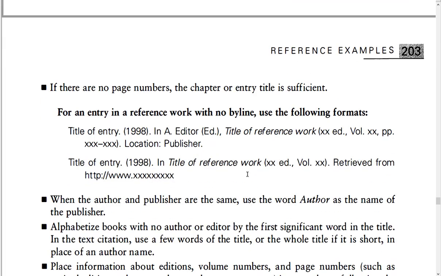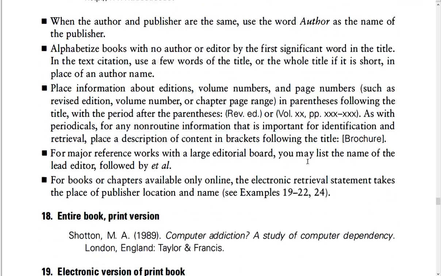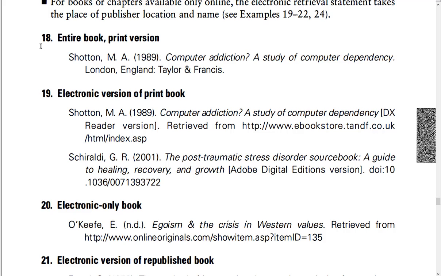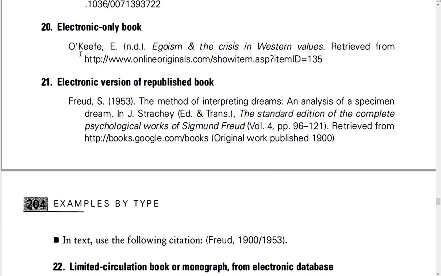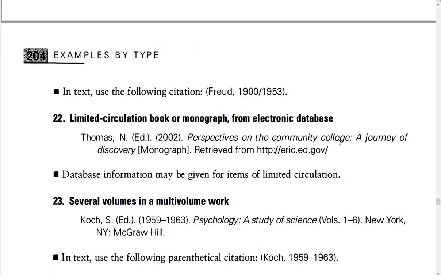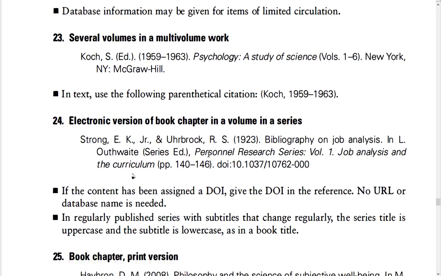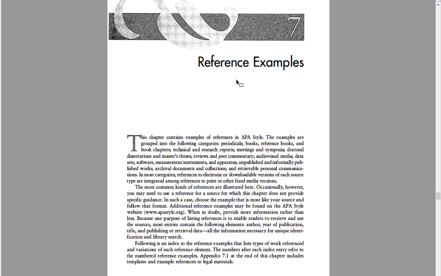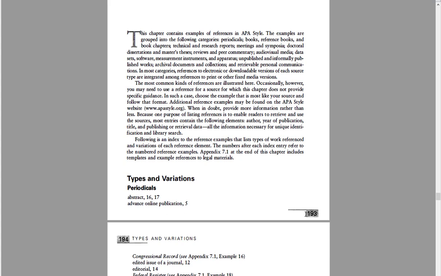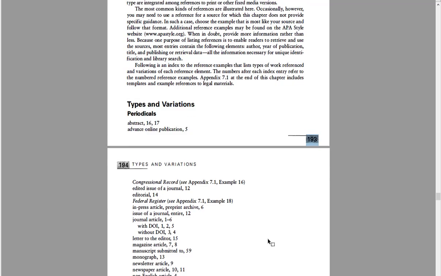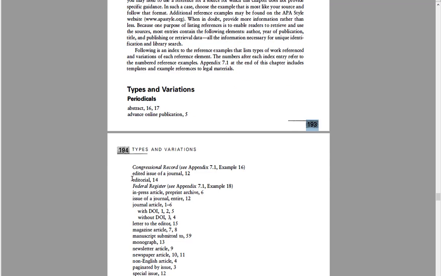Okay, so that kind of walks us through the examples. And again, you're going to go through here and say, hey, here is an entire book. It's a print version. It's an example. Here's an ebook only. What does that look like? So again, there's plenty of examples in here. So when you go back to that, you always want to look at that. And again, that starts on page 193. So make sure that you mark that.